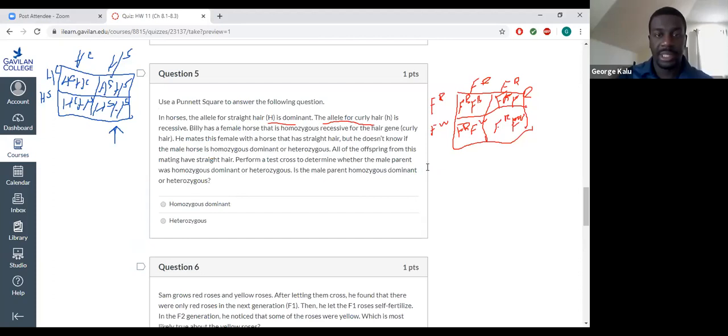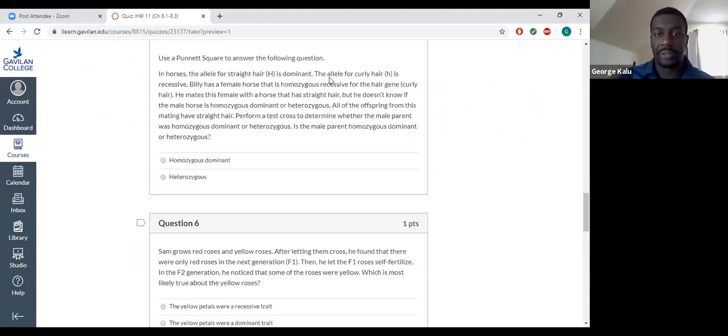Question 5. Let me clear all this. Question 5 says, in horses, the allele for straight hair is dominant. The allele for curly hair is recessive. So Billy has a female horse that is homozygous recessive for the hair gene. So it has curly hair.